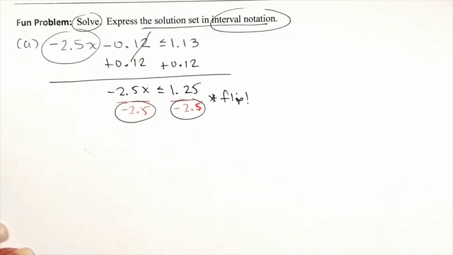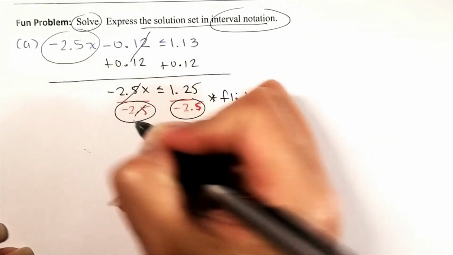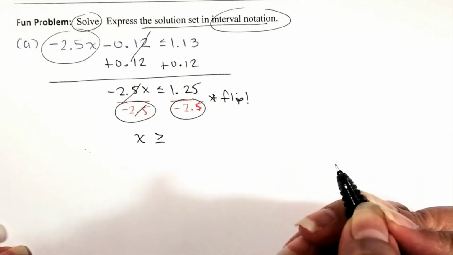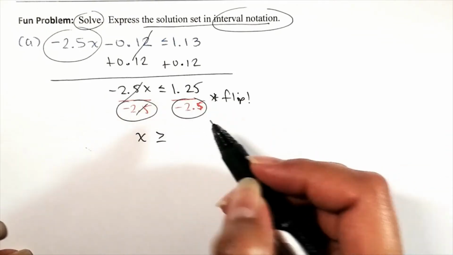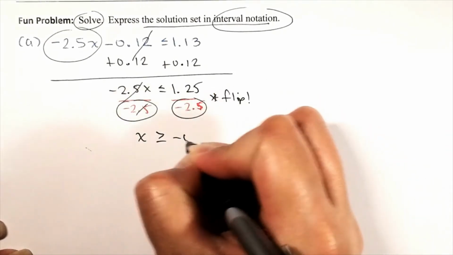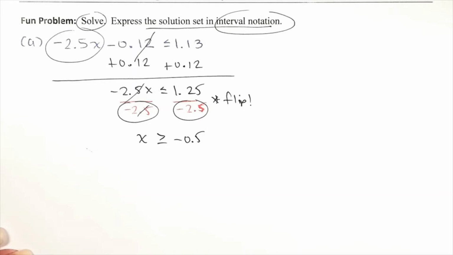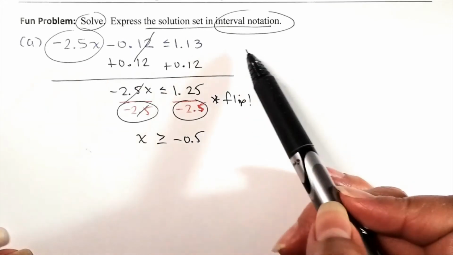Okay, so the negative 2.5's cancel, and that will leave us with x. We've got to flip it. It should now read x is greater than or equal to whatever this quotient is, which I think the calculator says is negative 0.5. So I want to box this and move on. We've solved it, we've isolated the variable, but we need to write the answer in interval notation.